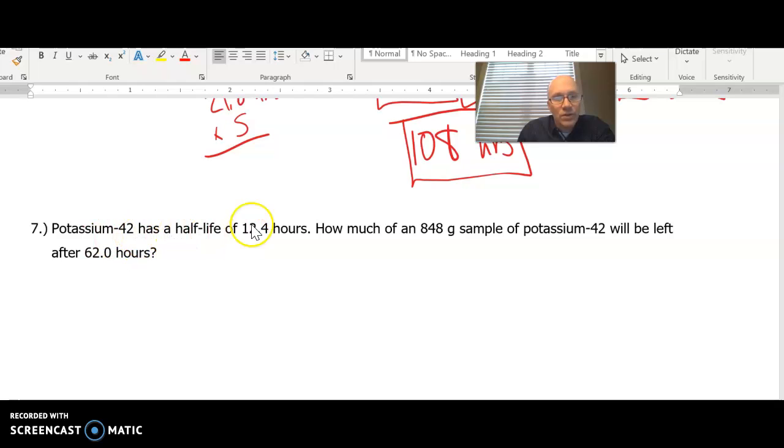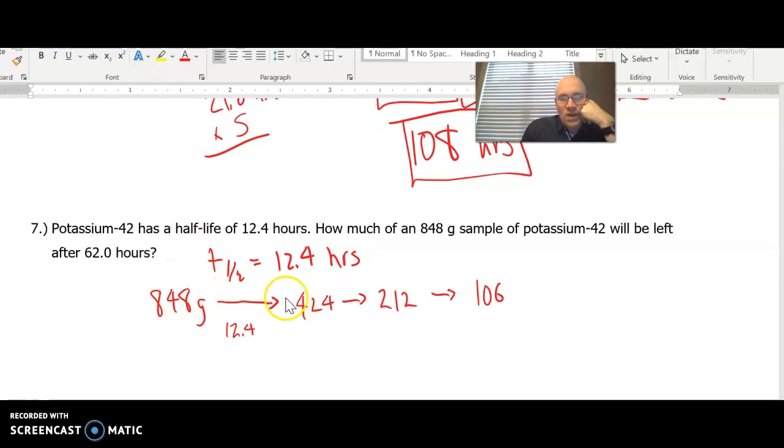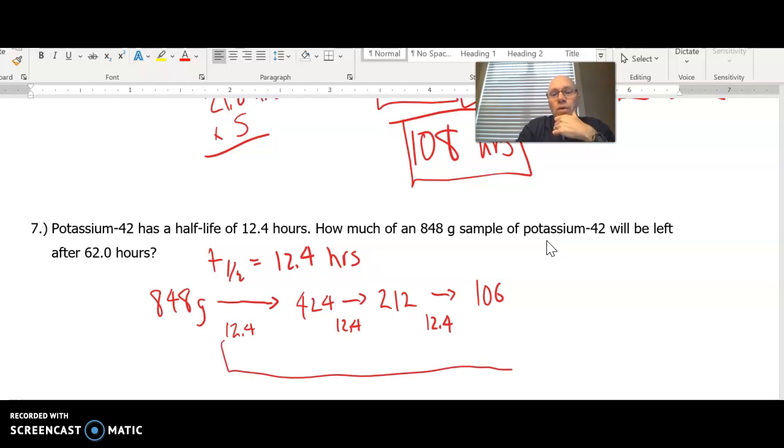Potassium 42 has a half-life of 12.4 hours. How much of that sample would be left after 62 hours? We could start this problem by just cutting this amount in half. We know that after each half-life, the amount remaining is half what it was before. And we know that the amount of time that it takes each of these to happen is 12.4 hours. We're trying to make the total amount of time 62 hours.